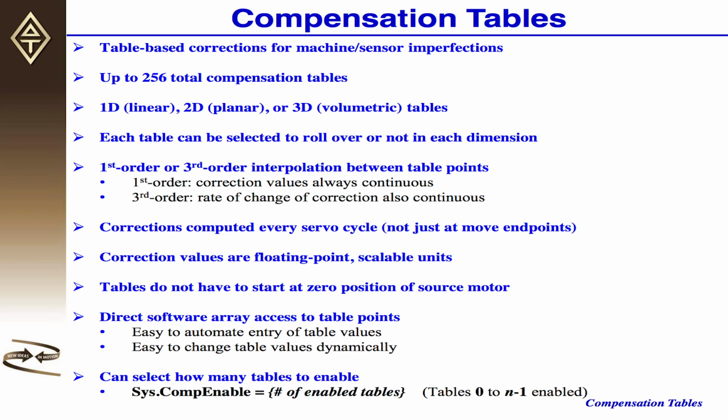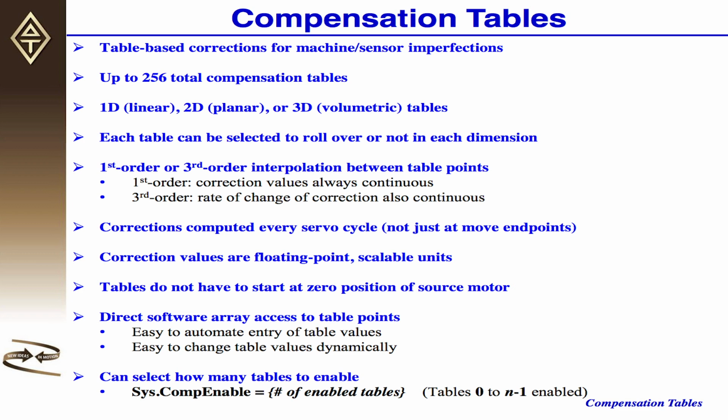Power PMAC has the ability to do linear, one-dimensional, two-dimensional, and three-dimensional tables. So linear, planar, and volumetric compensation tables. Each table can be selected to roll over or not in each of its individual dimensions. These tables have first or third order interpolation between points. First order correction value is always continuous. In third order, the rate of change of correction is also continuous.